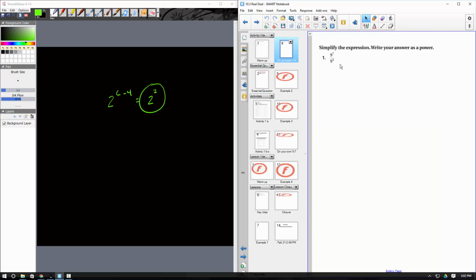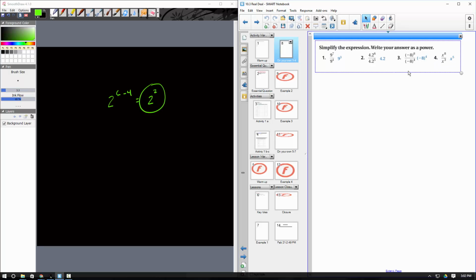So those are some examples. Here's a few more for you. So simplify this. This would be 9 to the third. This would be 4.2 to the first. This would be negative 8 to the fourth in parentheses. And then x to the fifth. Again, make sure you put this in parentheses or it is not right.